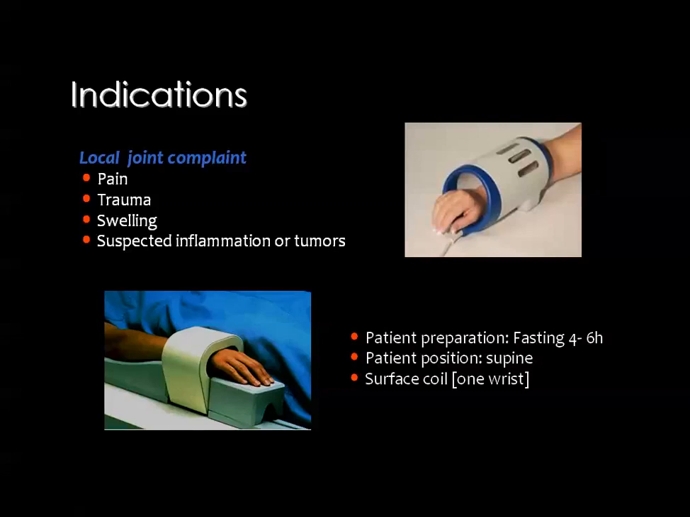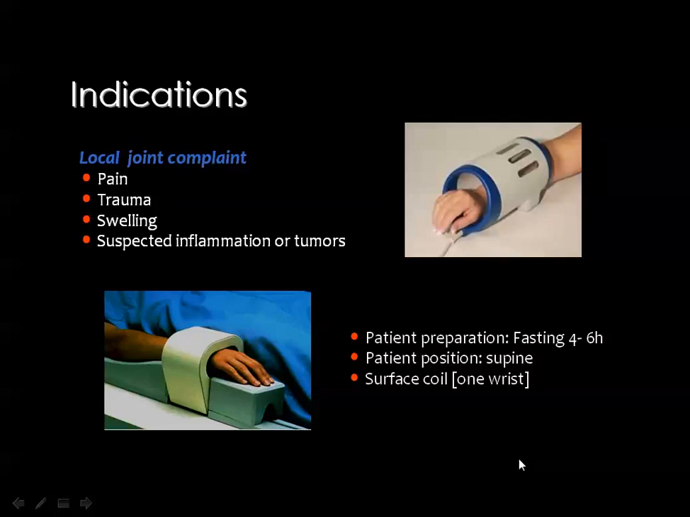In order to examine the wrist joint by MRI, we should use the surface coil. There are dedicated surface coils for evaluation of the wrist. You can put the hand of the patient in supination or pronation, as you can see here.